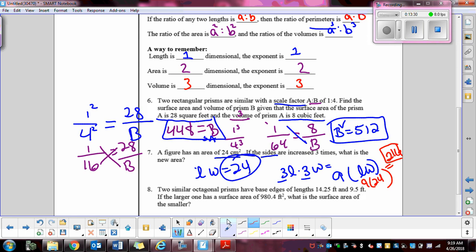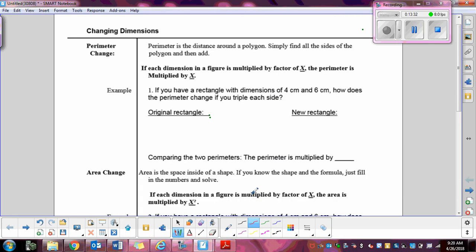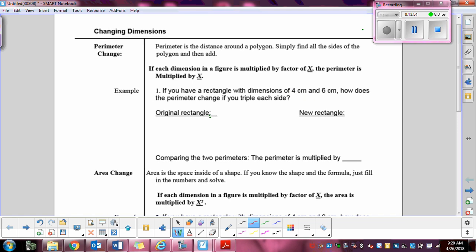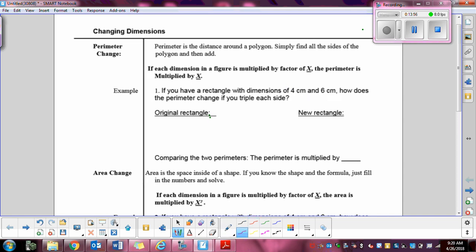Alright guys, I want you to go ahead and flip your paper over. We're going to look at changing dimensions. We're going to go from one dimension to the other. It says the perimeter is a distance around a polygon. Simply find all of the sides of the polygon and then add, right? In each dimension, the figure is multiplied by the factor of x, the perimeter is multiplied by the factor of x. If you have a rectangle with dimensions of 4 centimeters and 6 centimeters, how does the perimeter change if you triple each side?